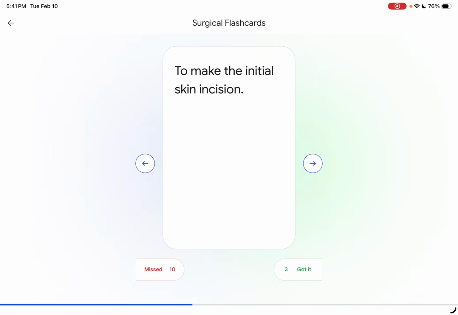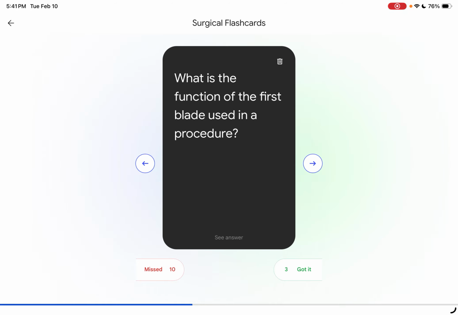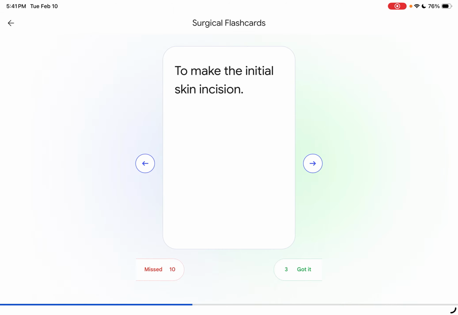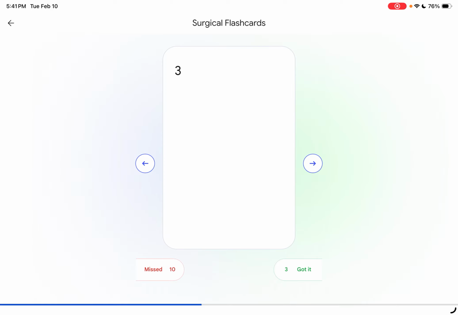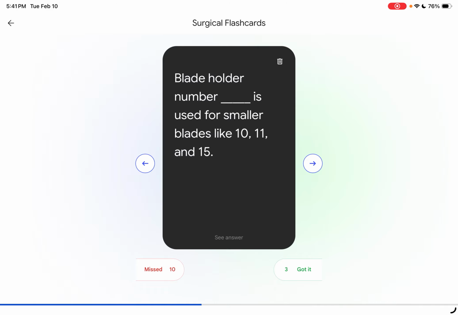Okay. To make initial skin incision, what is the function of the first blade? To make initial skin incision, so like kailangan di po na ako maglantaw. Initial skin incision. Blade holder number 10 is used for smaller blades like 10, 11, 15. Blade holder number 3.